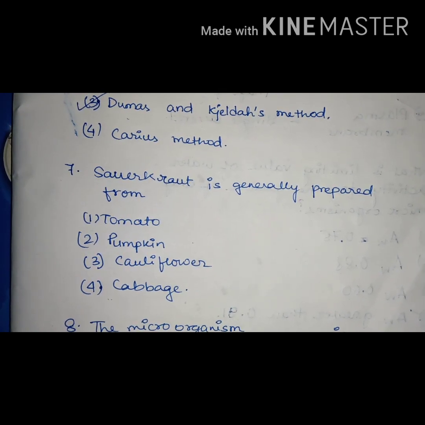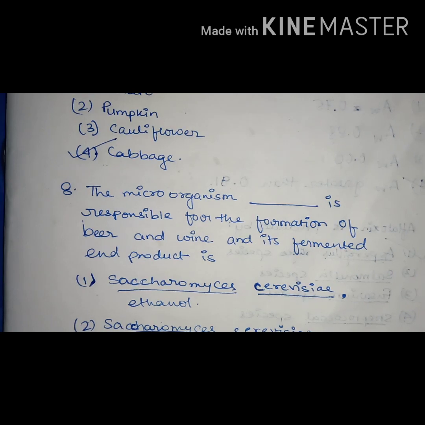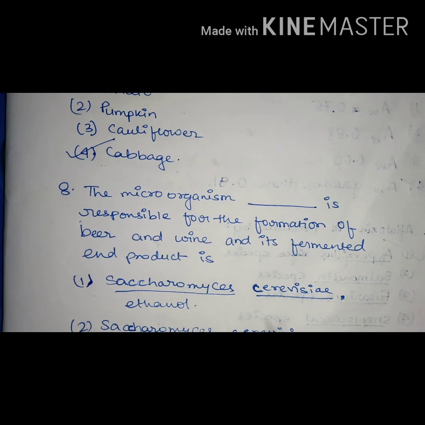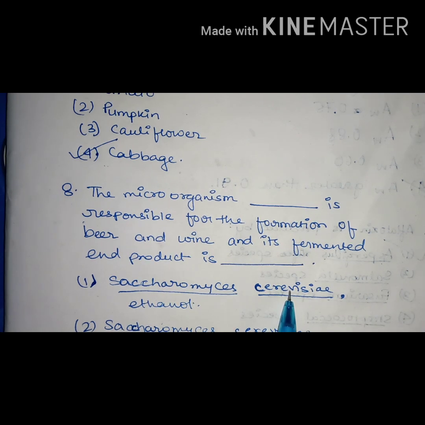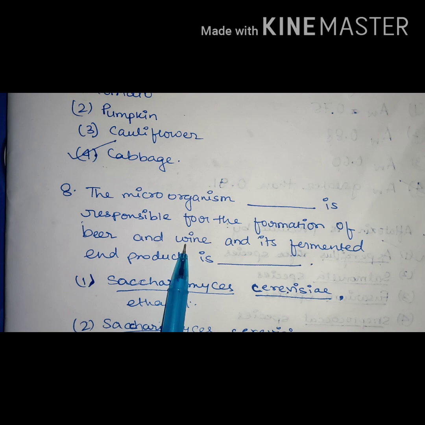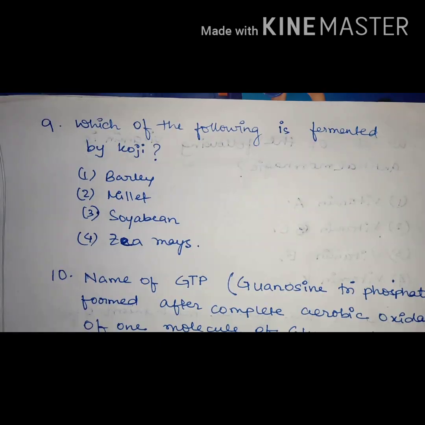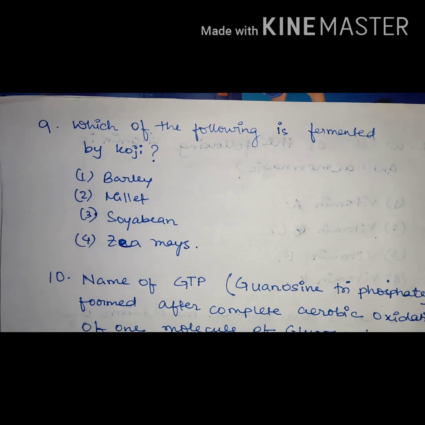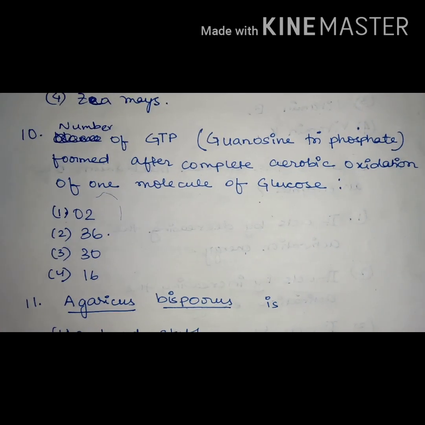Question number 7. Sauerkraut is generally prepared from. The answer is cabbage. Microorganism dash is responsible for the formation of beer and wine, and its fermented end product is dash. The answer is Saccharomyces cerevisiae and ethanol, because beer and wine both contain ethanol, that is alcohol. Moving on to the next question. Question number 9. Which of the following is fermented by koji? The answer is soybean.